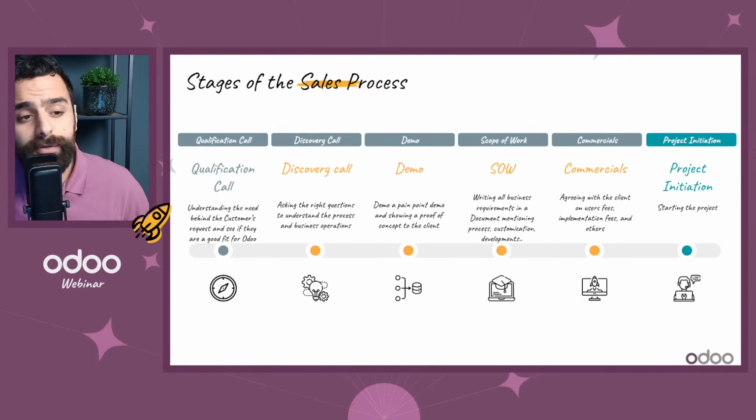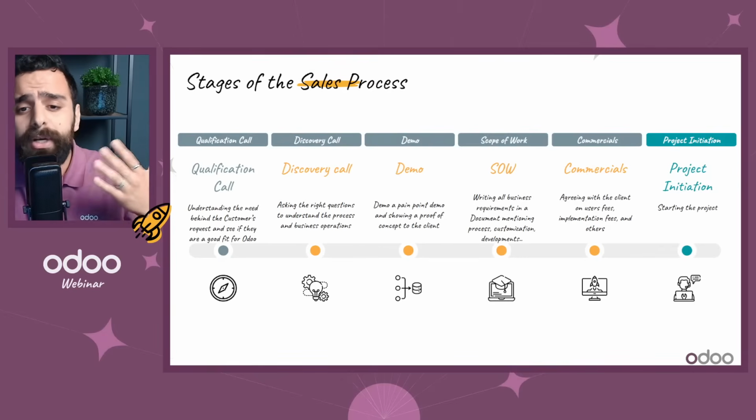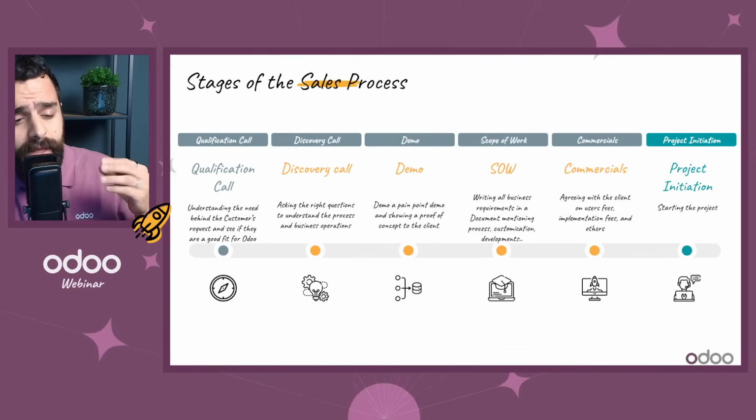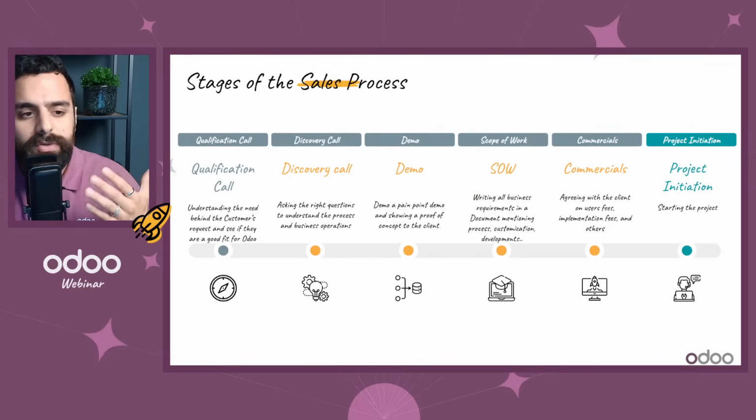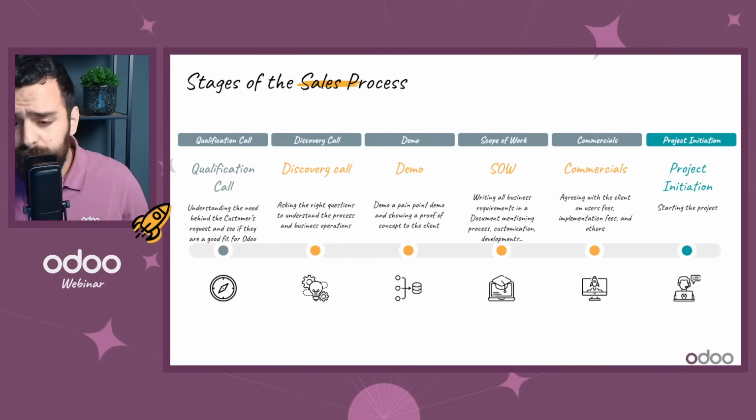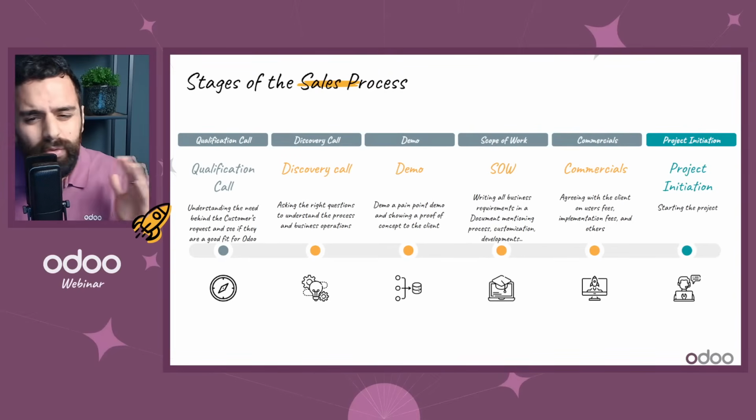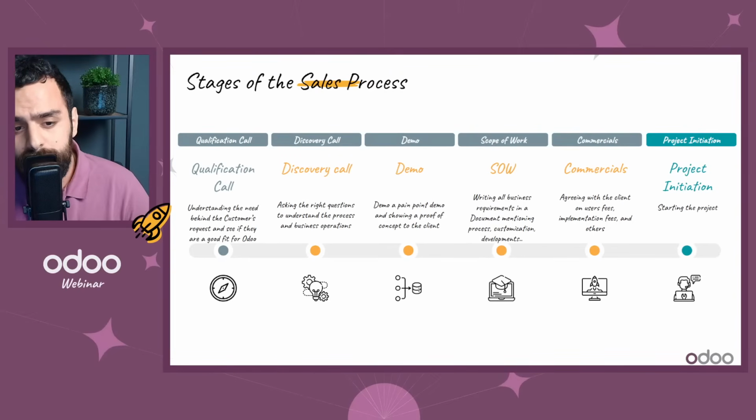All right. First of all, we start by getting the lead. Whenever you get the lead, you need to do your due diligence and understand who this lead is, who am I talking to, and so on. Then the first call that you will do with this specific lead is called a qualification call. It's about understanding the need behind the customer's request and seeing if they are a good fit for Odoo. It's a 2-3 minute call with your customers. It's about basically understanding what they want, and why they are looking for Odoo.